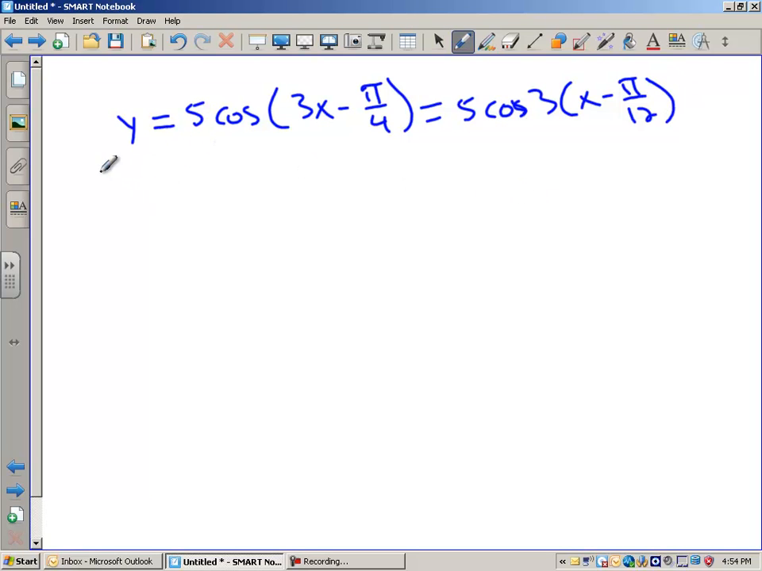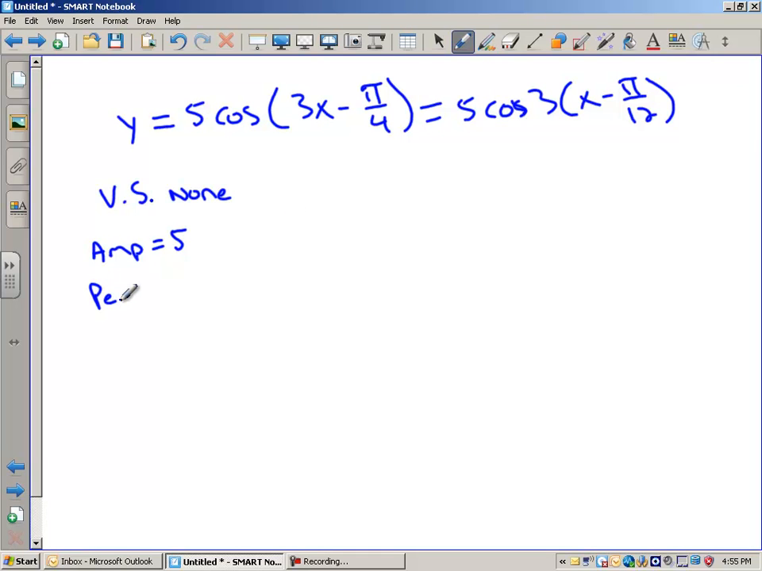So let's label some things about this. What is our vertical shift? Well, there is none, because I don't have a number in front like plus, like 1 plus or 2 plus. What is my amplitude? Well, my amplitude is 5. It's the number in front of the cosine.